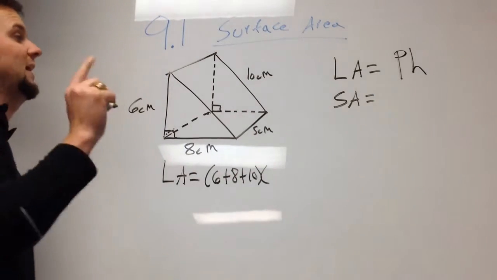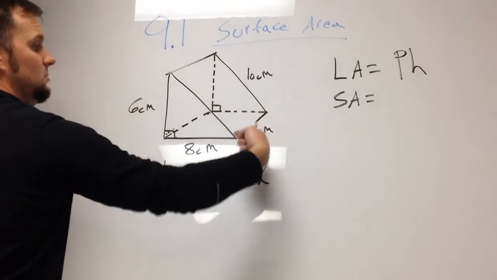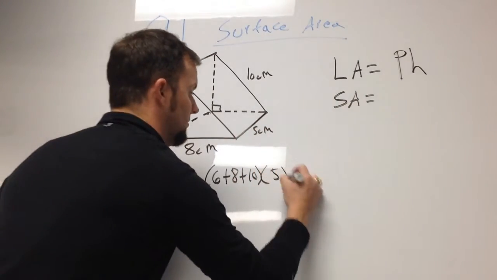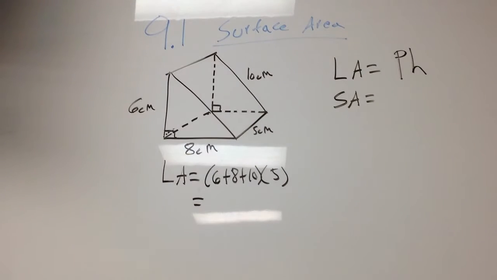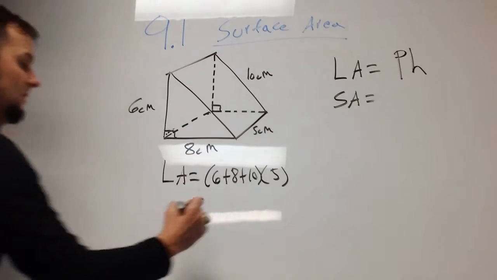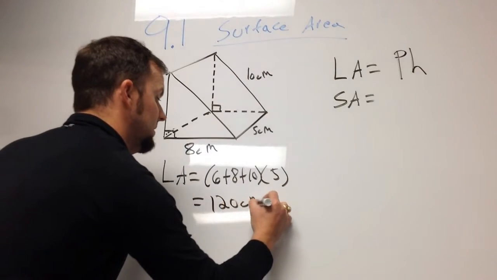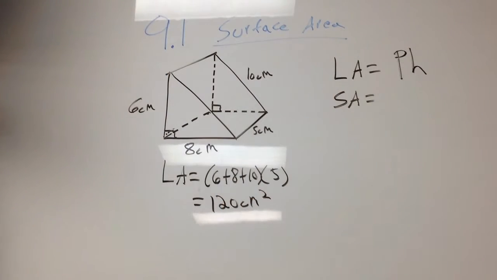Remember, the height or the altitude is going to be in between the 2 bases. So that's 5. So I'm going to multiply it times 5. So if I did 6 plus 8 plus 10 plus 5, that is going to come out to a grand total of 120 centimeters squared. So that would be your lateral area.